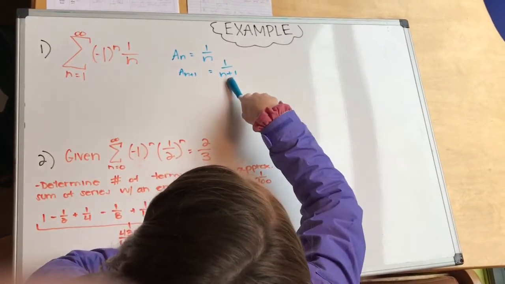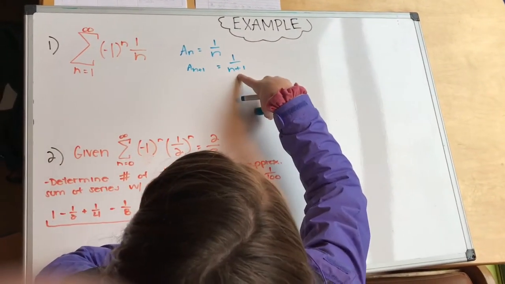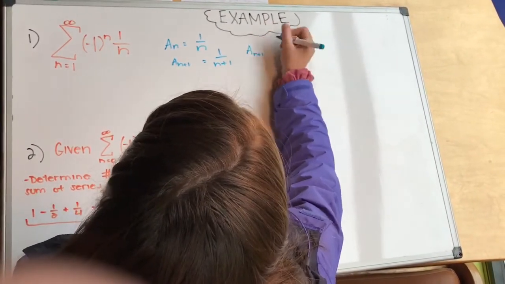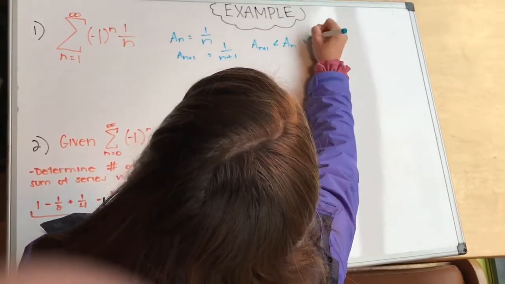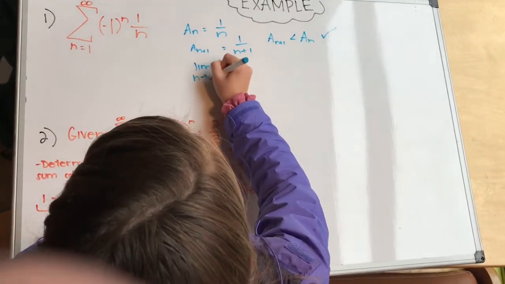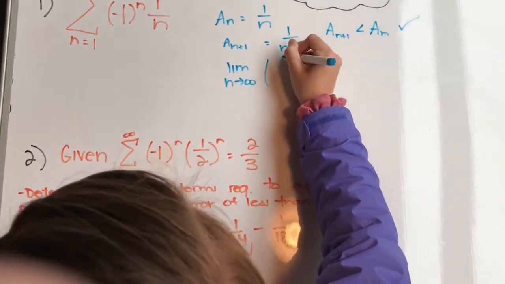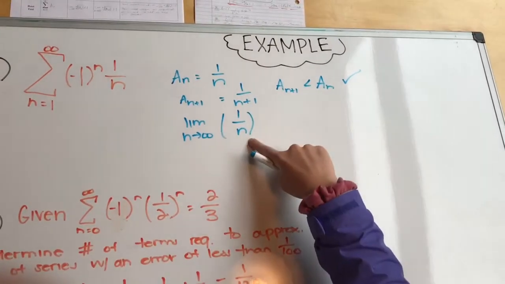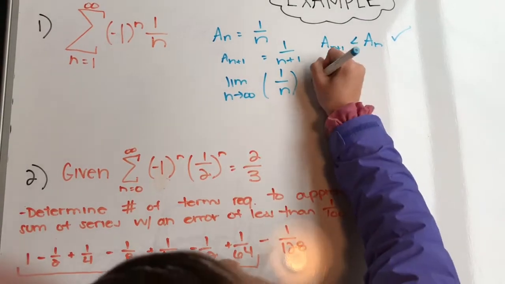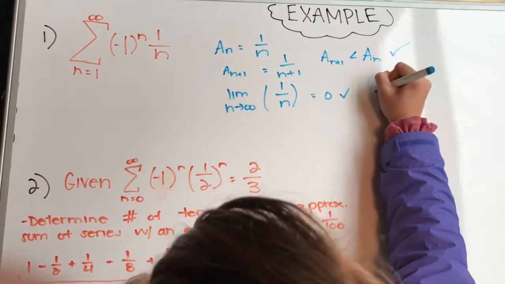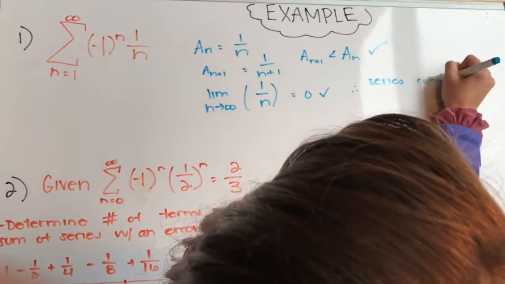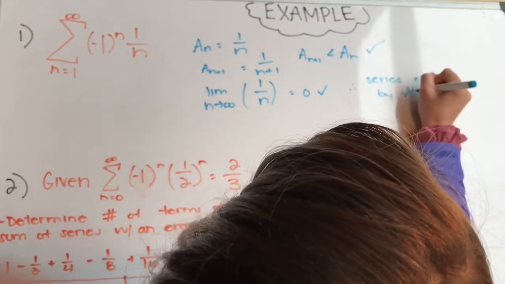And because the denominator is bigger on this one, this would be a smaller fraction than this one. So that way I would know a sub n plus 1 is less than a sub n, which is the first part of the test. And then I would do the limit as n approaches infinity for a sub n. And because this is a bottom-heavy fraction, as n approaches infinity, the limit would equal 0, which is the second part of the test. Therefore, the series converges by the alternating series test.